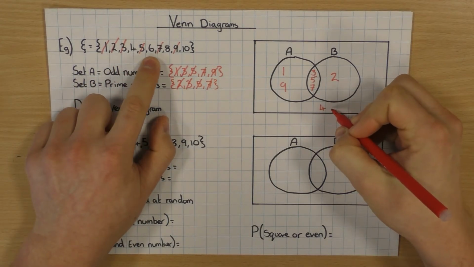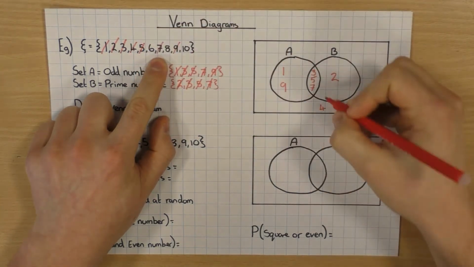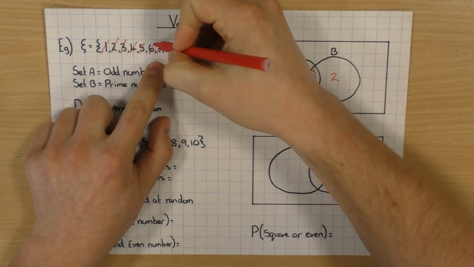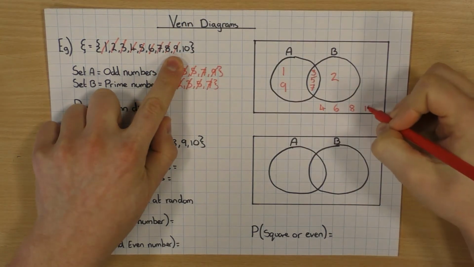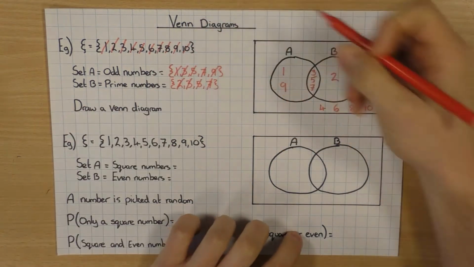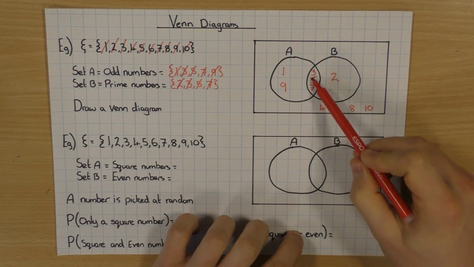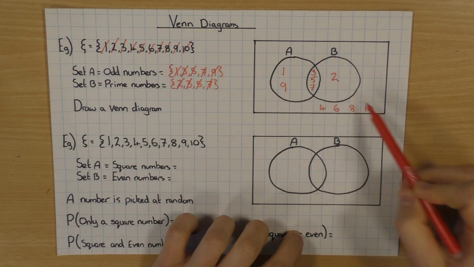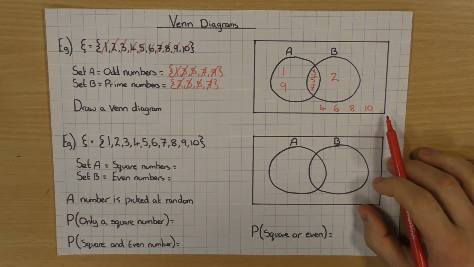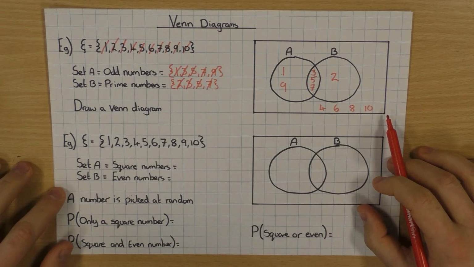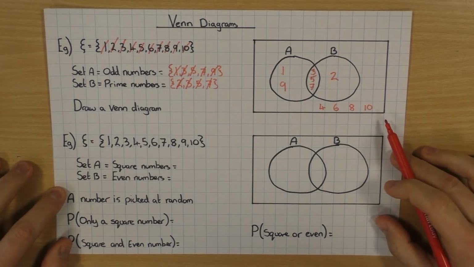So I'd have 4, and I'll cross that off. I'll then have 6, 8, and 10. Just do a quick double check: 1, 2, 3, 4, 5, 6, 7, 8, 9, 10. Yep, I've used all of them. And obviously, because I've done my sets here, I know I've populated it correctly. So that's how you populate a Venn diagram.